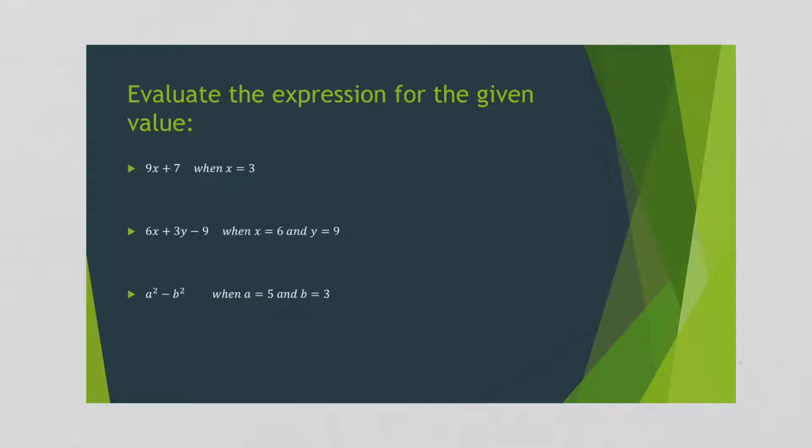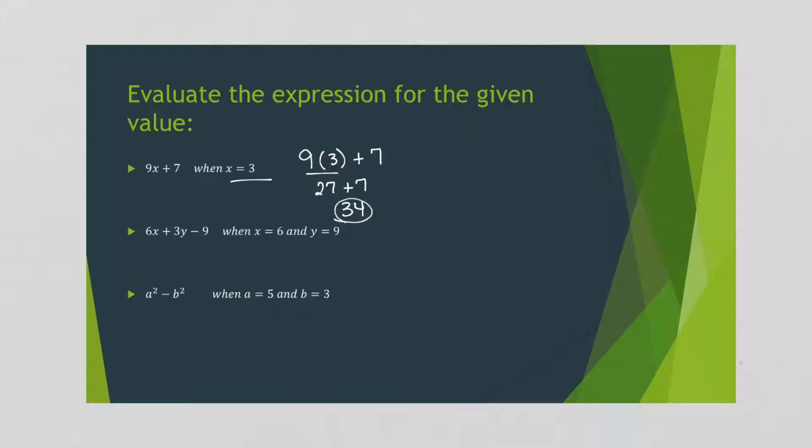So we've got 9 times 3 plus 7. And so now we need to simplify that. We're going to do 9 times 3 first, which is 27, plus 7, and you get 34 as our answer here.